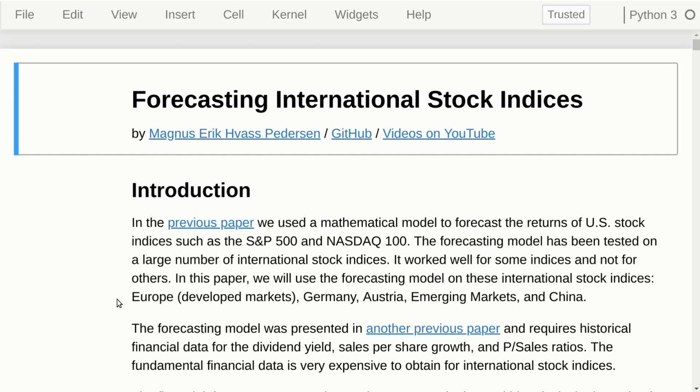One is for developed markets in Europe, another for Germany, another for Austria, and for emerging markets, that is Latin America, emerging Europe, Africa, and mostly Asia, and then another index only for China.